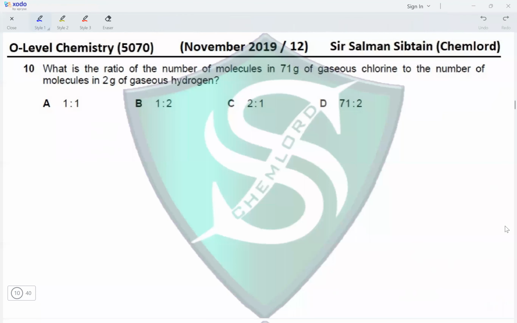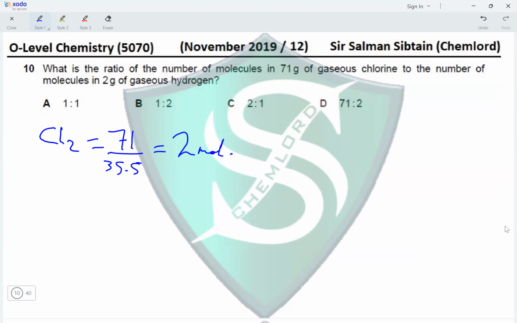Question 10. What is the ratio of the number of molecules in 71 grams of gaseous chlorine to the number of molecules in 2 grams of gaseous hydrogen? So for chlorine, we have got 71 grams. So in order to find out moles, we would have mass upon Ar. Ar of chlorine would be 35.5. This would give us a value of 2 moles.